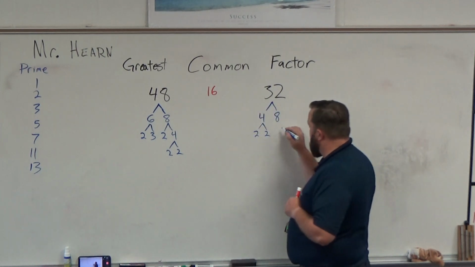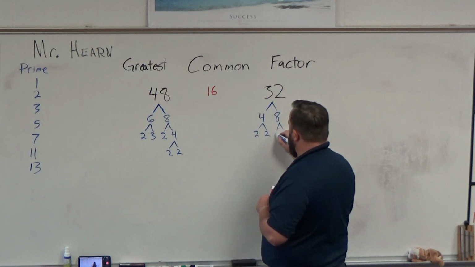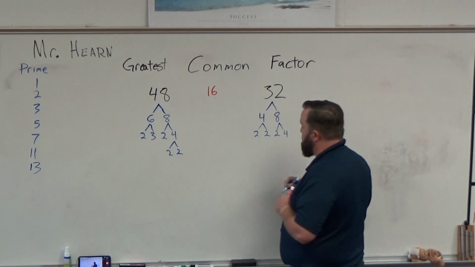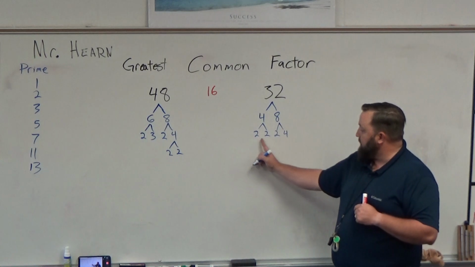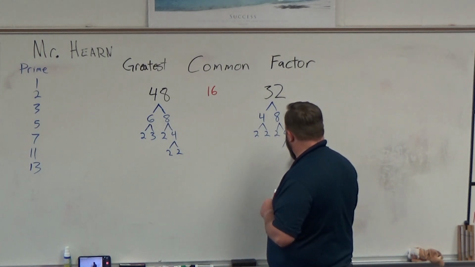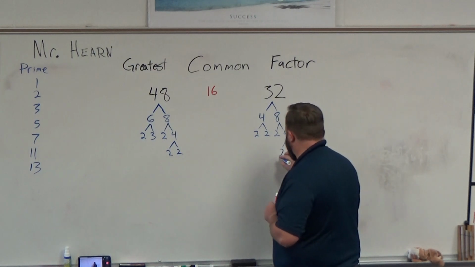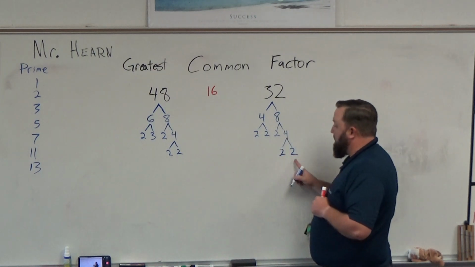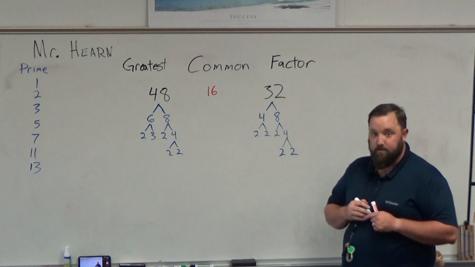All right. Is 8 prime? No. So I'm going to add some branches, and that'll give me 2 and 4. All right. Prime number, prime number, prime number. Is 4 prime? Nope. I'm going to add some branches to 4, and then that gets me down to 2 and 2. And now I'm prime for 32.